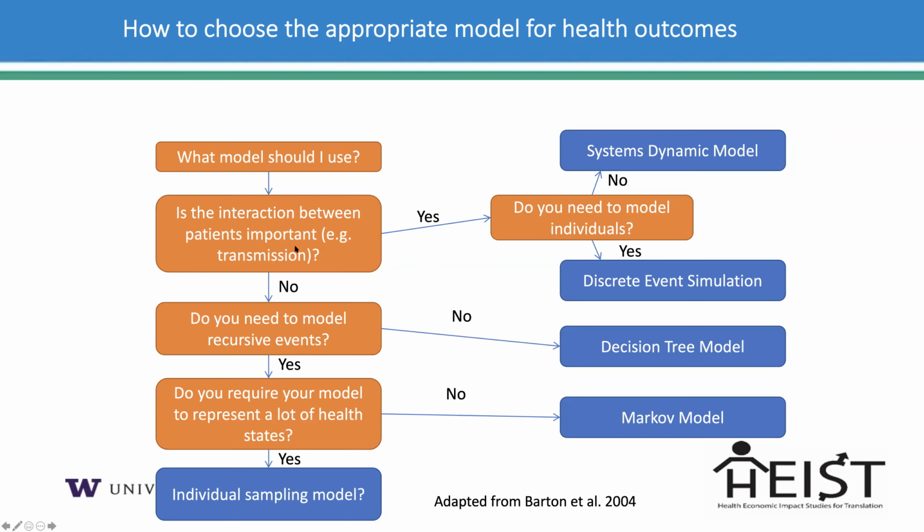If you're able to use a linear model, you can think about, do you need to model recursive events, so repeated events such as repeated screenings? And if not, then you can use a decision tree model. If you do need to model recursive events and you do not need to represent a lot of health states, then a Markov model is probably the best. But if you do need to represent a lot of health states, then an individual sampling model is the best. And we'll share these slides.